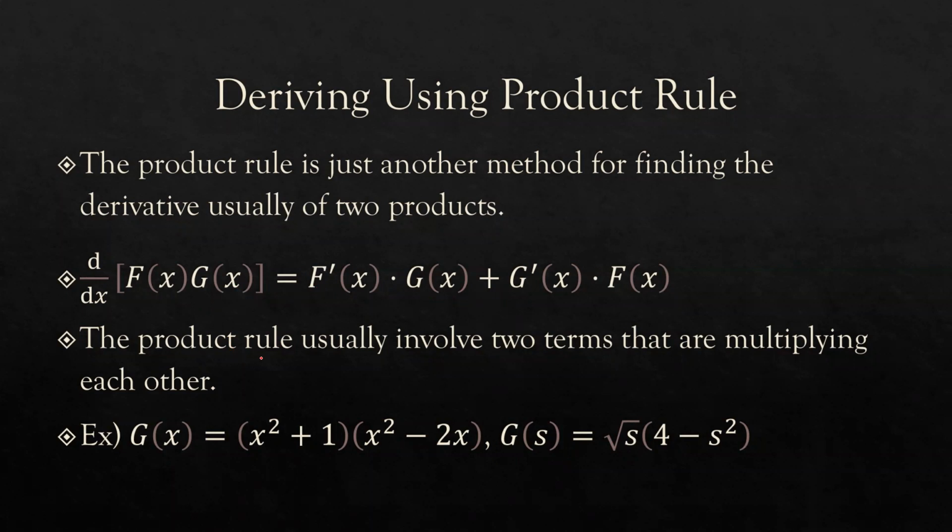The product rule usually involves two terms that are multiplying each other. So an example of when to use the product rule is something like g of x equals x squared plus 1 times x squared minus 2x, and then g of s is equal to square root of s times 4 minus s squared. So basically, when you see two terms that are multiplying, this could be f, and then this whole thing could be g. Okay, so now we're just going to do some examples.